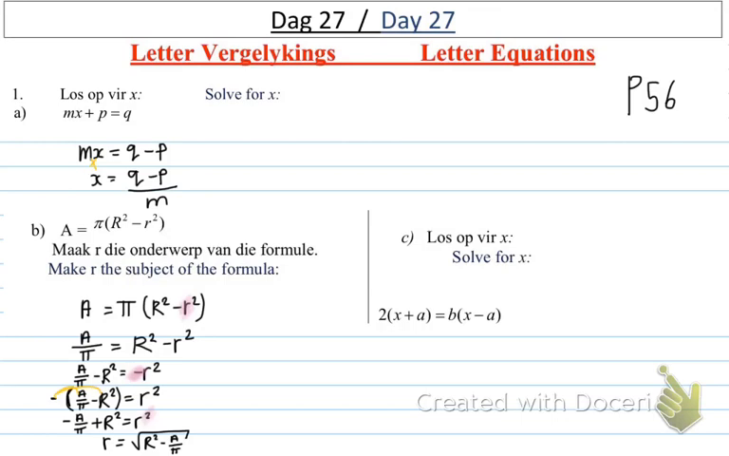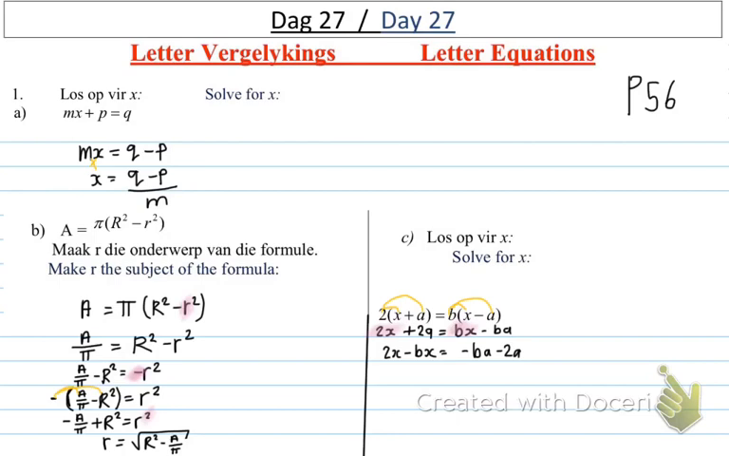Now solve for x is the next question. The first thing I'm going to do here is multiply in. So 2 times x is 2x, 2 times a is 2a. b times x is bx, b times negative a is negative ab, or ba. Now I have x's on both sides of the equation. When I have x's on both sides, I want to take them all to the one side. So I'm going to say 2x minus bx is equal to negative ba minus 2a.